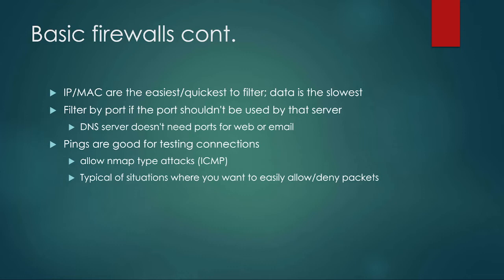We can do some things like filtering packets by port. So for example, if we are running a DNS server, we know that our DNS server doesn't need the ports open to be able to send emails. We probably don't want our DNS server sending emails. So we can block email ports, typical email ports. We could look at things like ping. Being able to ping a server is really great for testing connections.